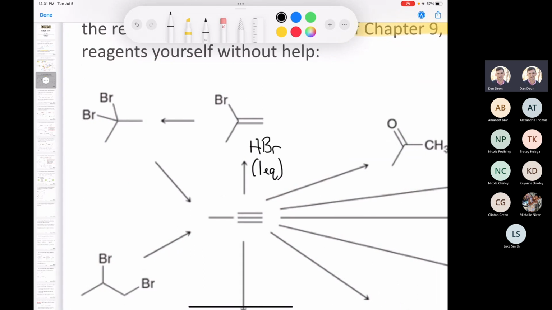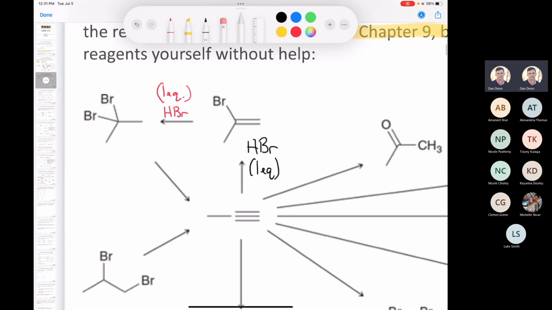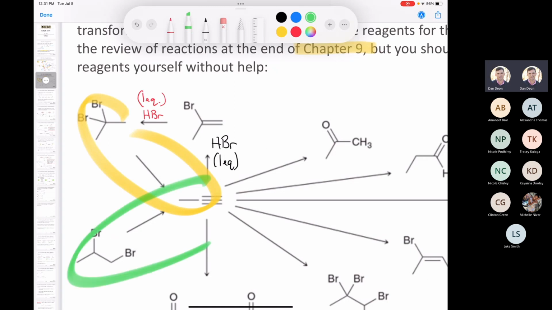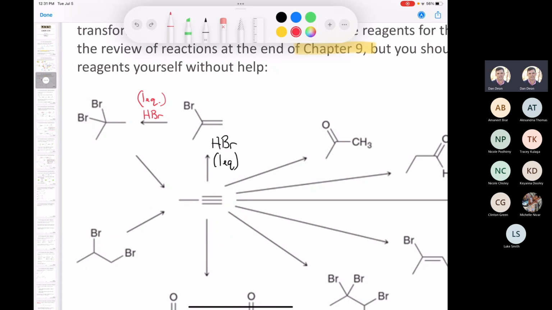Same thing here. If you're going from this compound to the dibromo, I would also write HBr, and I would put one equivalent like that. All right, so I put this like that. The next one, both of these reactions are identical, whether it's this one or this one, they're both the same thing. This is a geminal dihalide, so geminal, like Gemini for twins, and this is vicinal. So we've got geminal and vicinal.